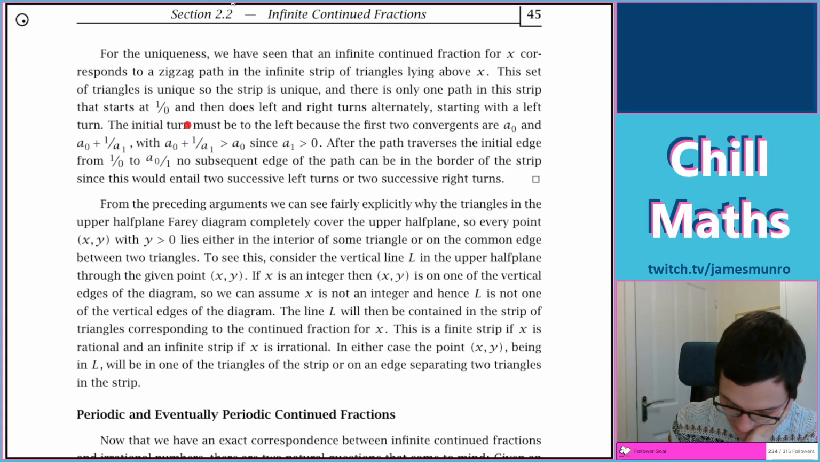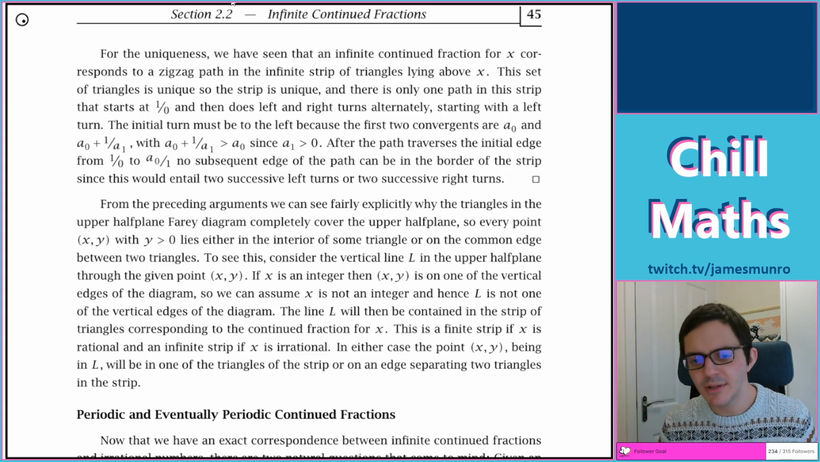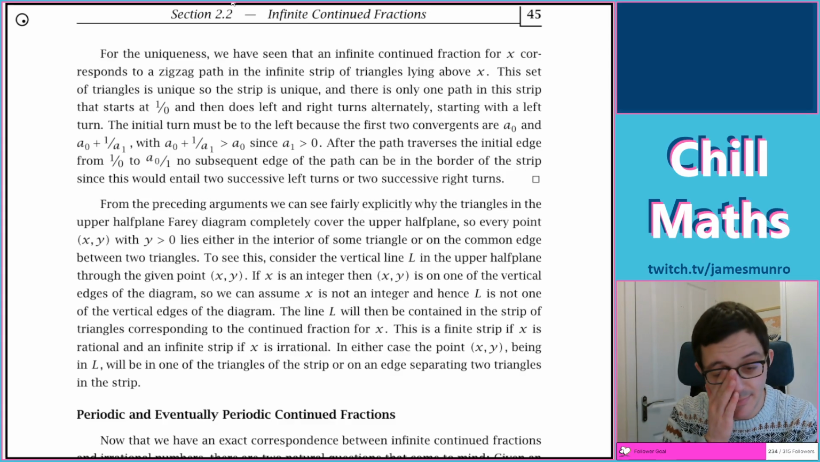Only one path that starts at, left and right turns alternately, starting with a left turn. Each one turn must be to the left. A1 larger than 0, what is going on here? A1 over A0 over 1. Okay, if you have A0 bigger than 0 or something? Oh well. Also left, right. Okay, we've got some idea about what this picture looks like in general. Maybe that's the topology.